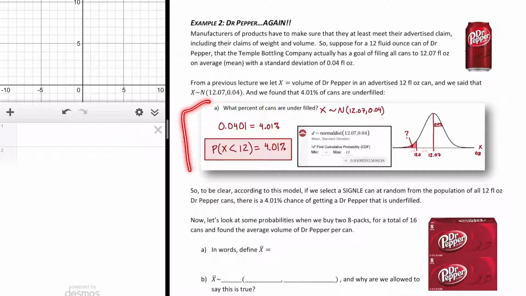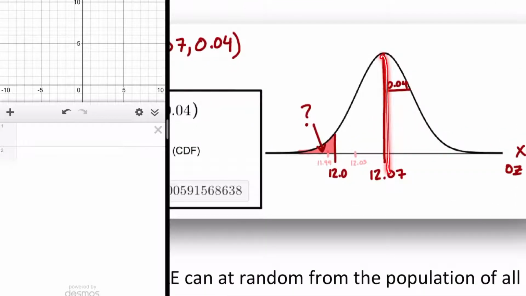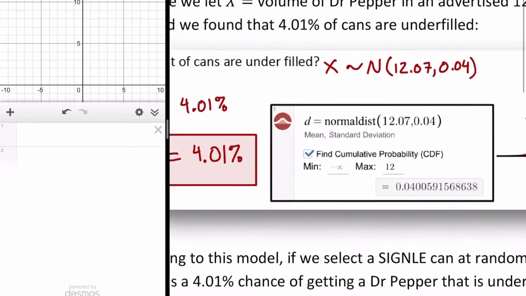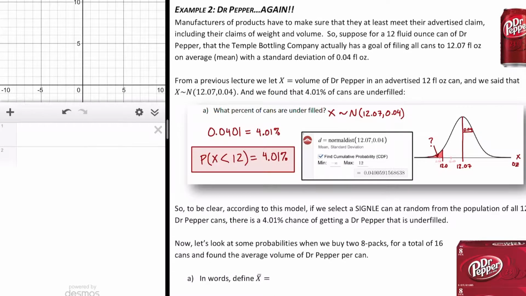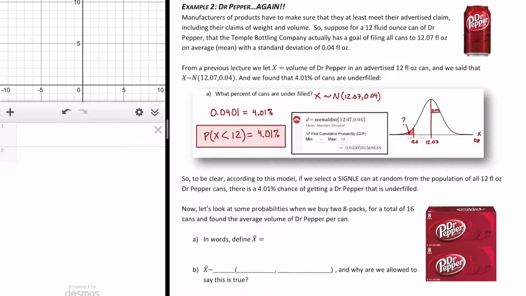If you recall from a previous lecture, we answered the question, what percent of cans are underfilled? We defined X to be the volume of Dr. Pepper in an advertised 12 fluid ounce can, and we used a model where it's normally distributed with the mean of 12.07 and standard deviation of 0.04. So with our picture here, we have our mean at 12.07. We go to where 12.0 is, and find the area less than that, and that ended up being about 4.01%.